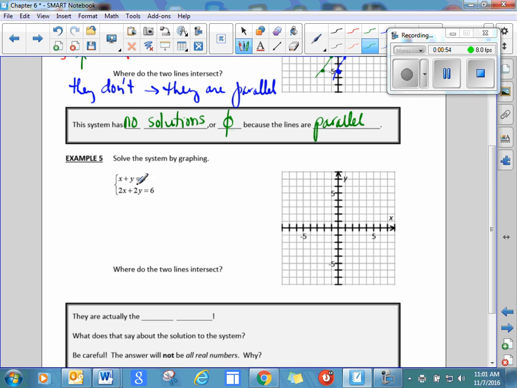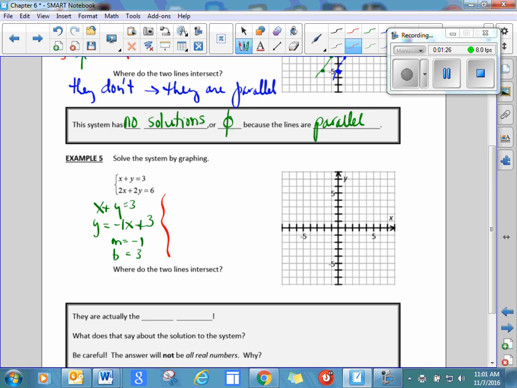Again, we're going to need to graph both of these lines. In order to graph them, I put them in y equals mx plus b form because that's the fastest way for me to graph an equation. So if we take the first one, x plus y equals 3, move the x over, y is equal to minus x plus 3. We know that the slope is -1, and the b, the y-intercept, is +3. So that's that one.